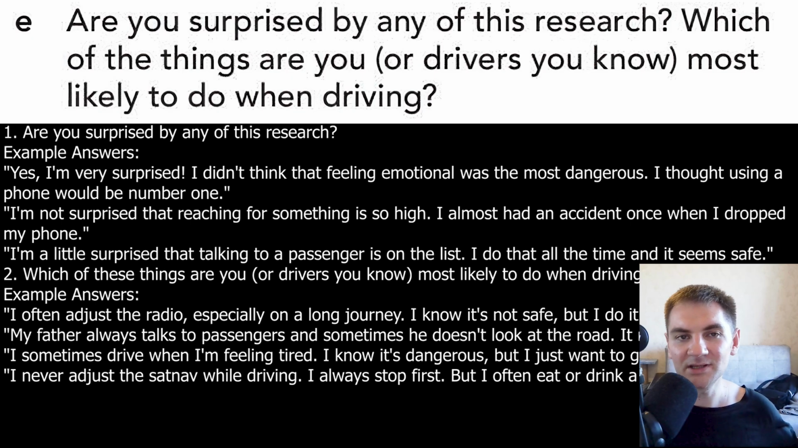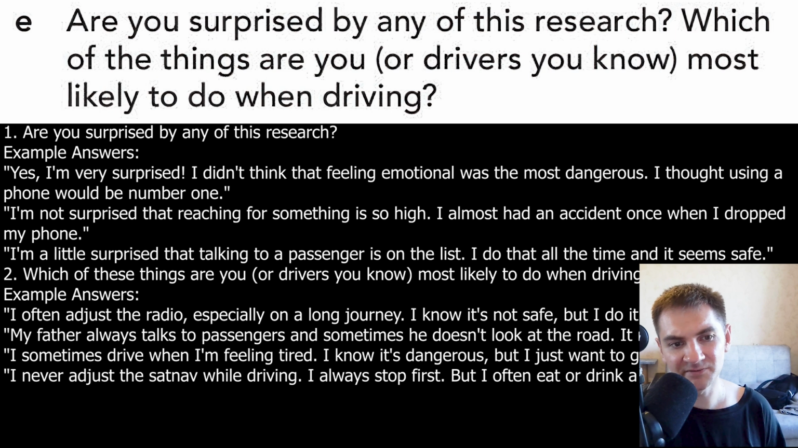I hope so. Number 2. Which of these things are you or drivers you know most likely to do when driving? For example, I often adjust the radio, especially on a long journey. I know it's not safe, but I do it quickly. Or my father always talks to passengers and sometimes he doesn't look at the road.